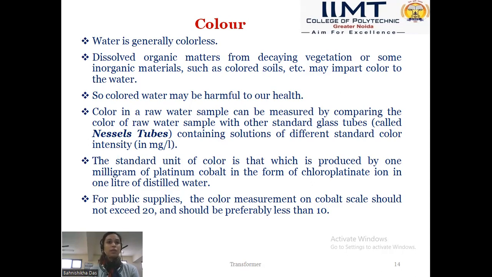The color in water can be measured by comparing the color of a raw water sample with a standard glass tube, generally called Nessler's tube, which contains solutions of different standard color intensity, measured in milligram per liter. A standard unit of color is the one produced by 1 milligram of platinum cobalt in the form of chloroplatinate ion, dissolved in 1 liter of distilled water. For public supplies, since colored water is harmful, the color should be very low. On the cobalt scale, it should not exceed 20, and preferably it should be less than 10.